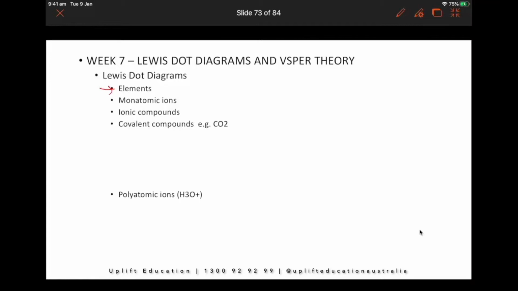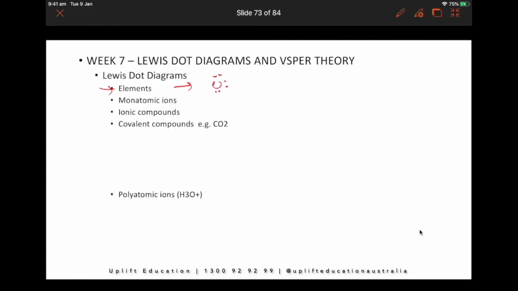You just count the number of valence electrons and you just draw that number of valence electrons around the element. So for example, if we're looking at oxygen, we know oxygen has 6 valence electrons, so all you have to do is draw 6 dots around it, and that's your Lewis dot diagram.